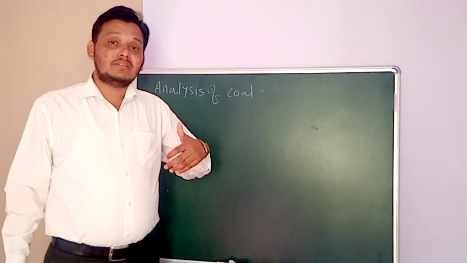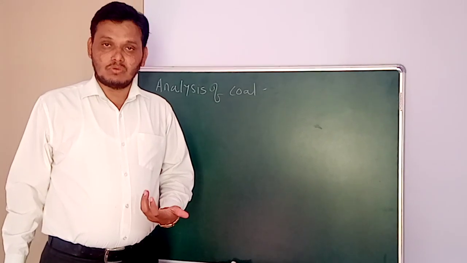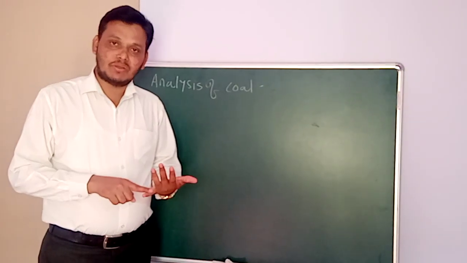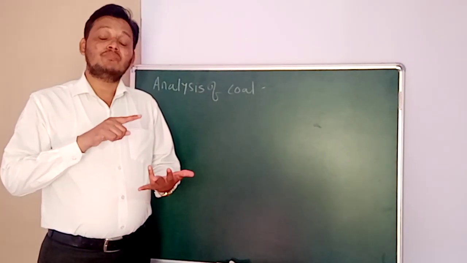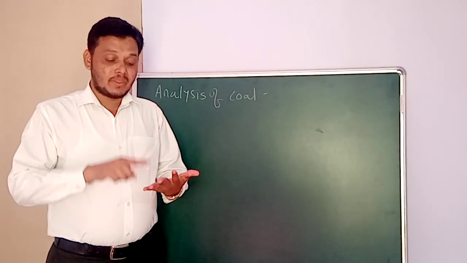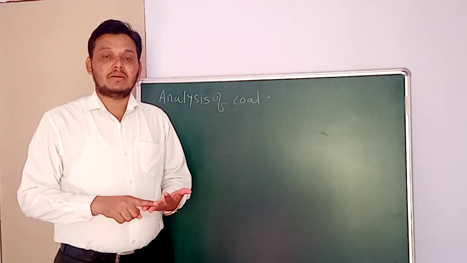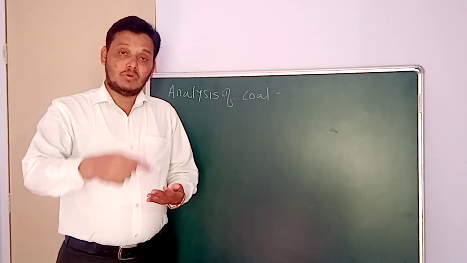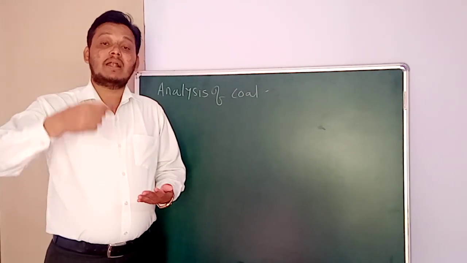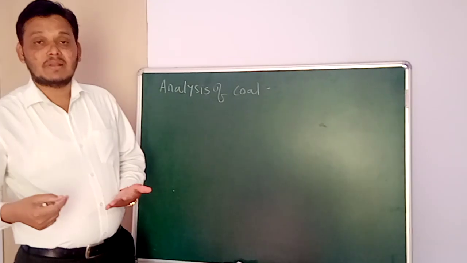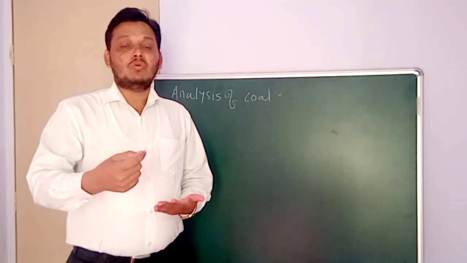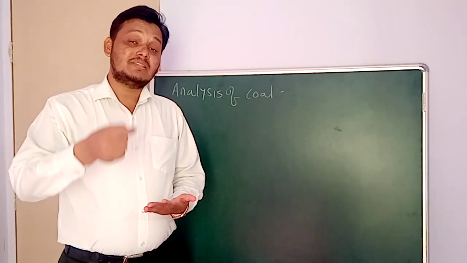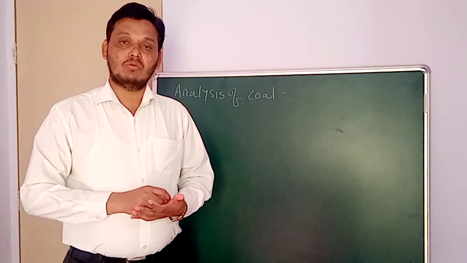Now, what is the selection criteria for coal? A good quality of coal should have high calorific value. It should contain low moisture, low volatile matter, low ash content, a suitable percentage of phosphorus and sulfur, as well as a suitable size of the coal sample, and good cooking quality. So these are the selection criteria for coal.